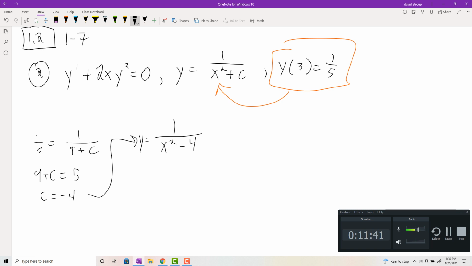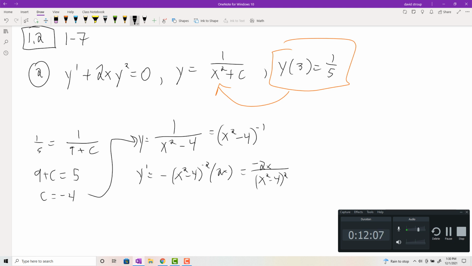Again, we need to make sure that the thing is defined and that the derivatives are continuous up to the order of the differential equation. So the order of the differential equation, of course, is 1. So I need the first derivative. So y prime would be negative (x squared minus 4) to the -2 times 2x, which of course is -2x all over (x squared minus 4) squared.